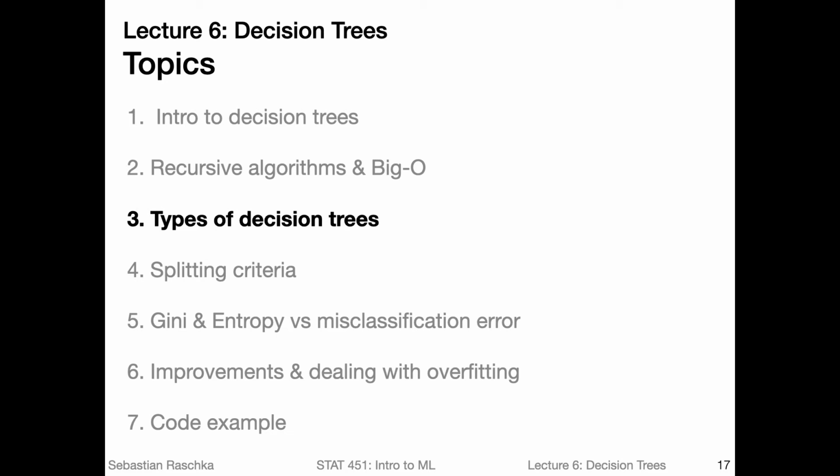Yeah, the previous videos were centered around introductions to decision trees and recursive algorithms, and now we are going to talk about different types of decision trees. So basically how we can alter certain design choices and end up with different implementations of decision tree algorithms.